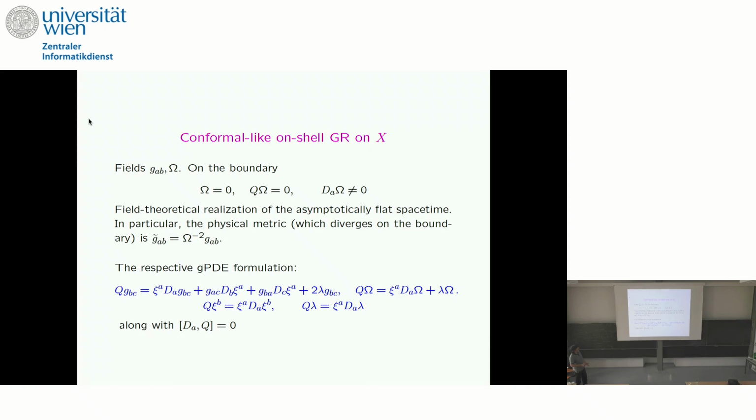So, speaking in terms of the GPDE, we consider this conformal-like gravity extended with this additional field. We know that if omega is greater than zero, then this theory is equivalent to just gravity. So it means it is equivalent to gravity in the interior. But if we add a boundary where omega vanishes, it is strictly speaking not. And we constructed a gauge theory with boundary in the sense of the discussion above.